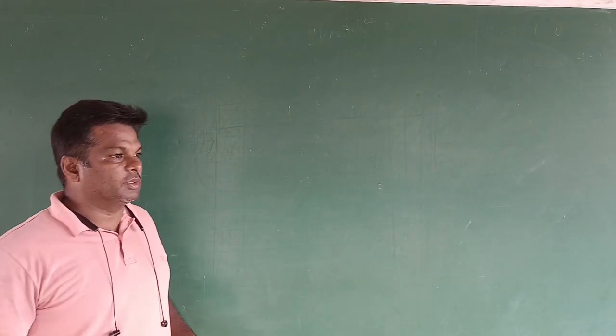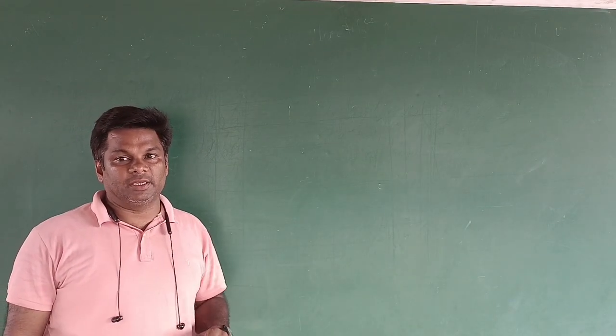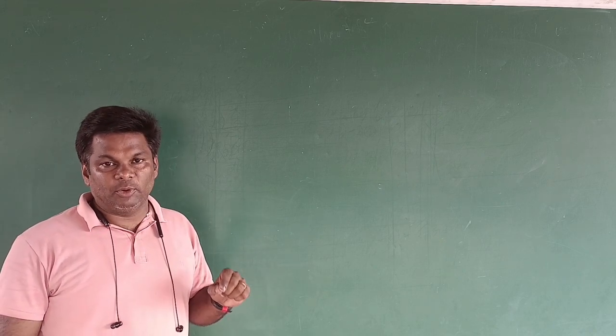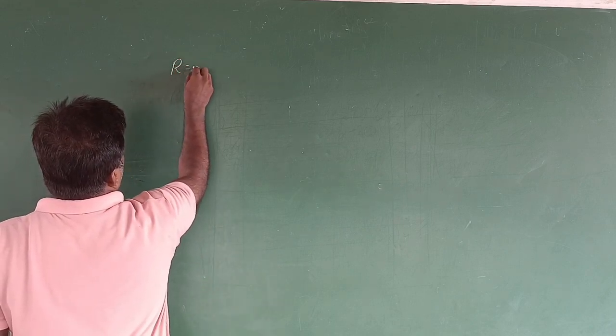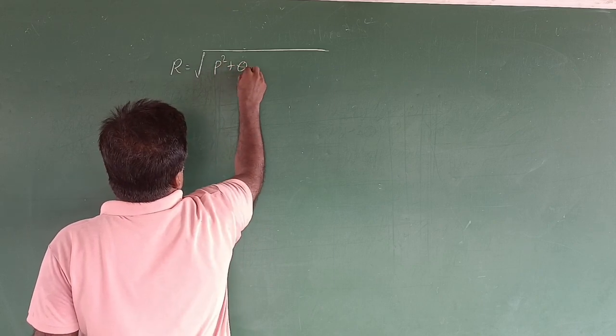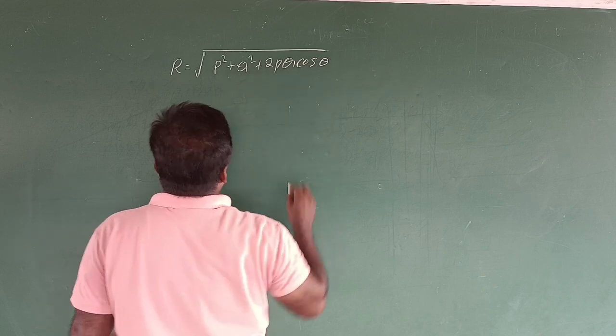Good morning, students. In today's IIT Foundation class, we are going to discuss the direction of the resultant of two vectors. In our previous class, we studied the resultant in terms of a formula: R is equal to root over P square plus Q square plus 2PQ cos theta. This is what we learned in our previous class.